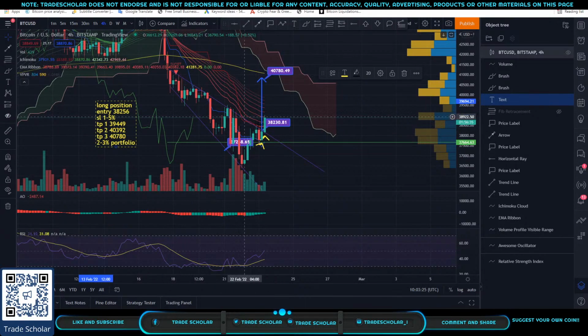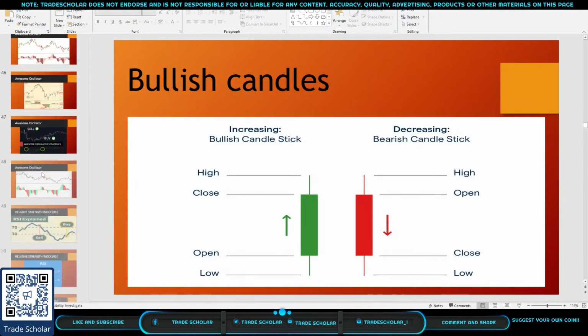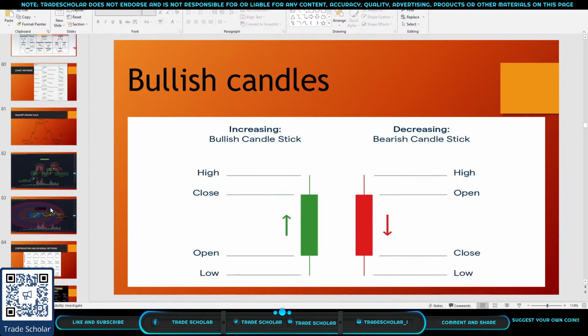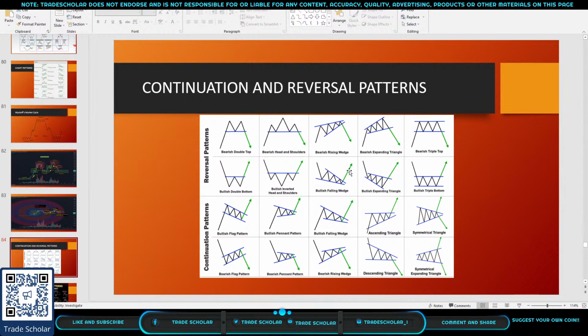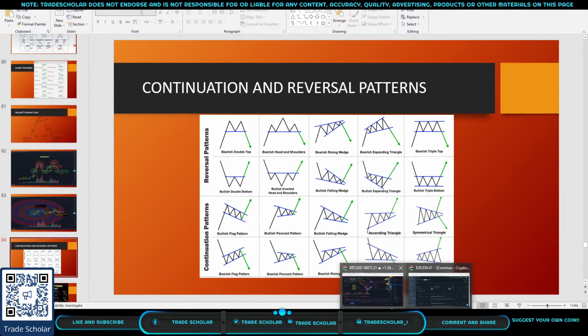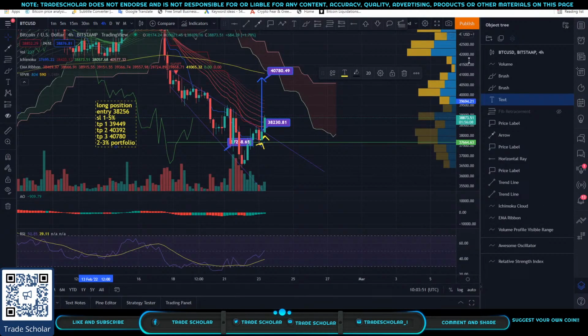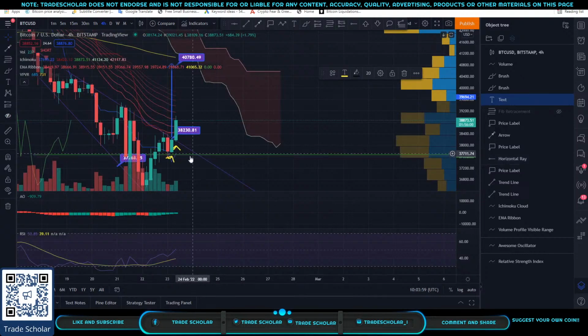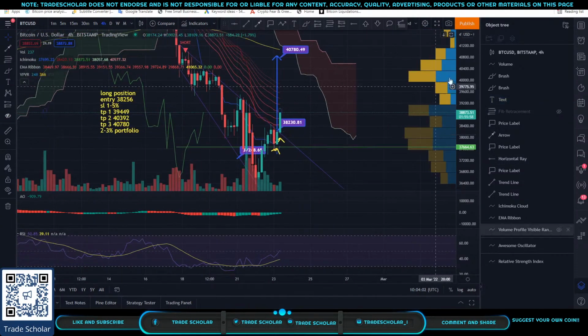Let me show you the pattern that it is forming here. This one is a bullish expanding triangle. It went down and then gradually expanded, and then broke out to the upside. This is exactly what it looks like: it went down, gradually grew and expanded, and then broke out to the upside. I hope you joined the signal.